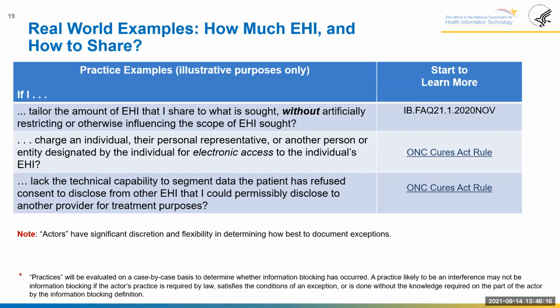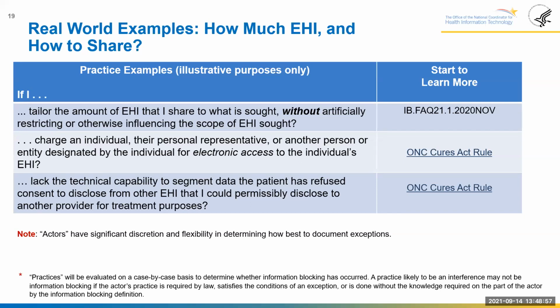The other thing we touch on in this FAQ, and I saw some questions in the chat that suggest it might be useful to surface. The same frequently asked question also touches on, what do I do if some of the protected health information in the designated record set that I have about a patient is actually on paper, so it's not electronic. And the FAQ covers that the actor is only required to fulfill a request with the requested electronic health information that they have and that can be permissibly disclosed.